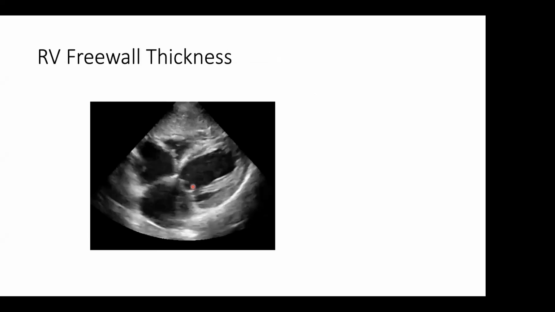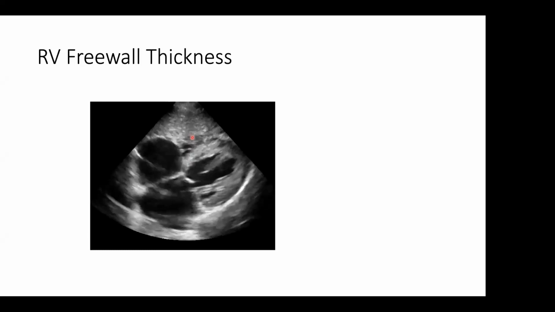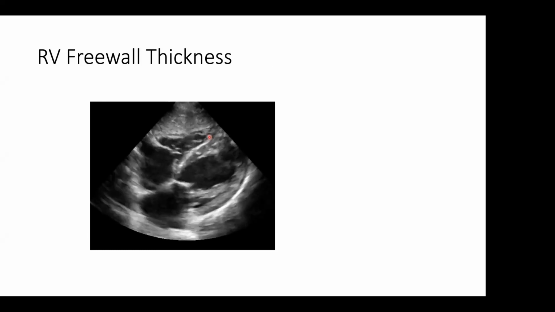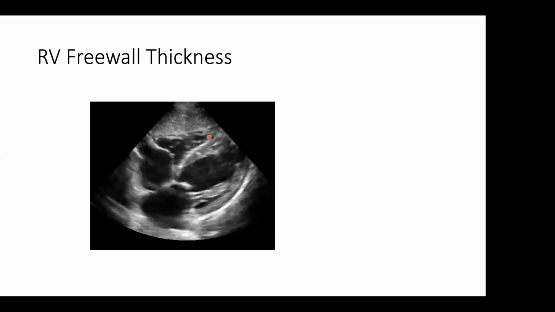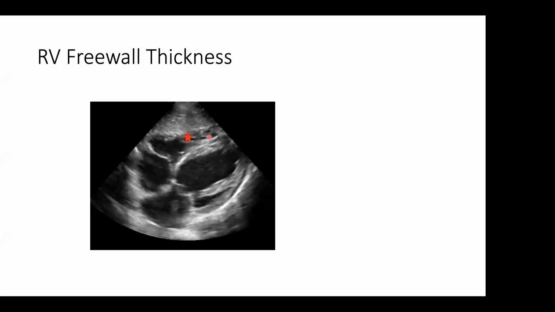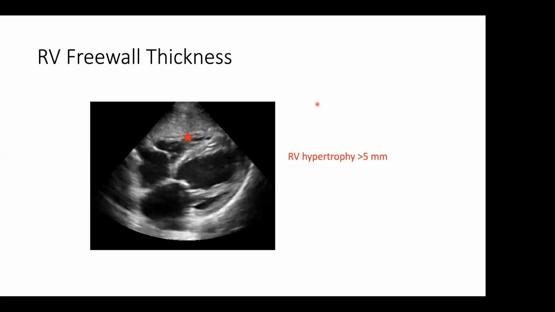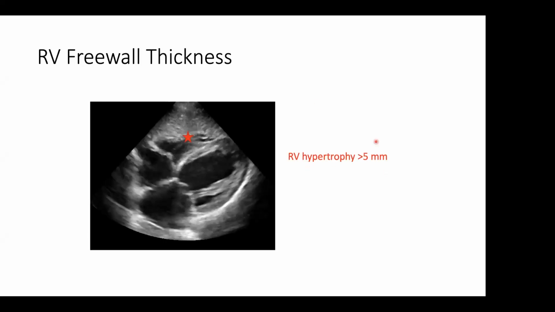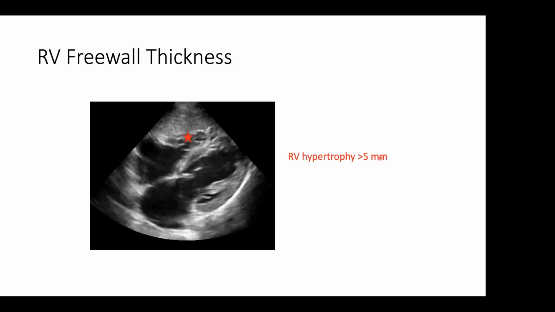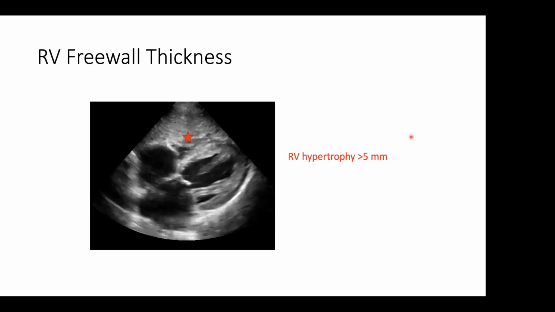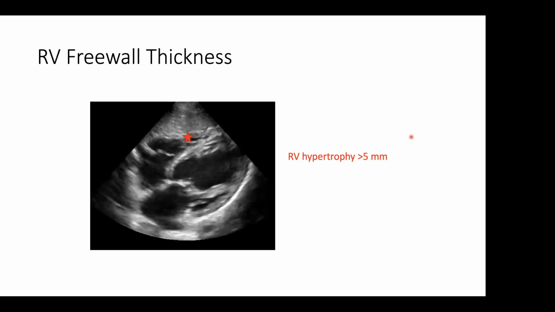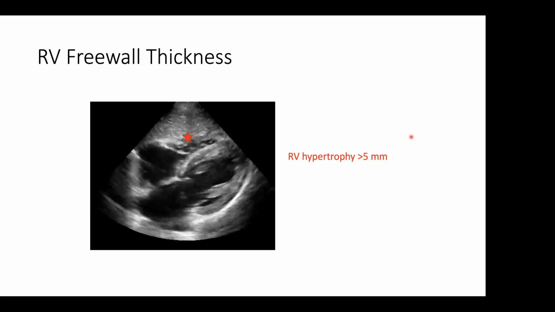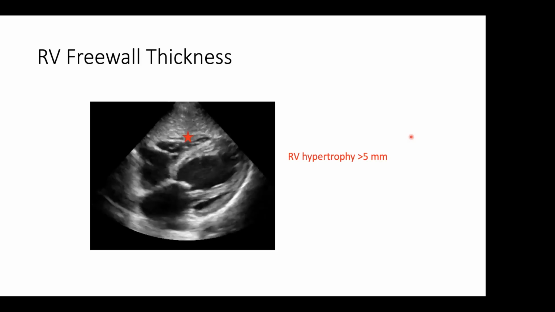And then RV free wall thickness that we can measure through the subxiphoid area can also clue you into whether there is an RV hypertrophy, for a free wall measurement of greater than 5 millimeters. Usually you see this in chronic pulmonary hypertension where the RV has seen a lot of elevated pressure that it has to work against.